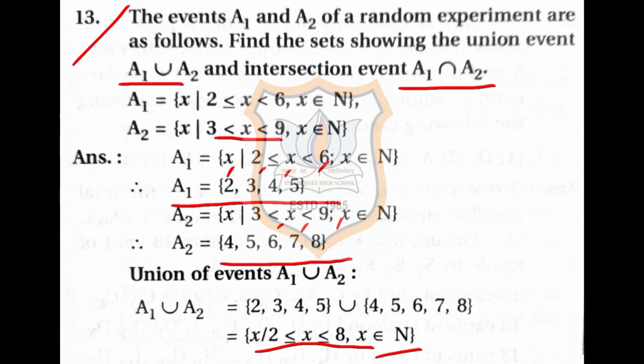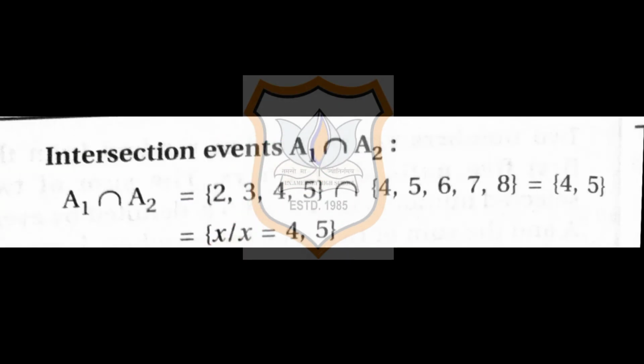Now if you see over here, what are the common elements? You have 4 in A1 and you have 4 in A2. You have 5 in A1 and you have 5 in A2. So the common elements are 4 and 5. So how can we write A1 intersection A2? A1 intersection A2 will be {4, 5}. Okay.